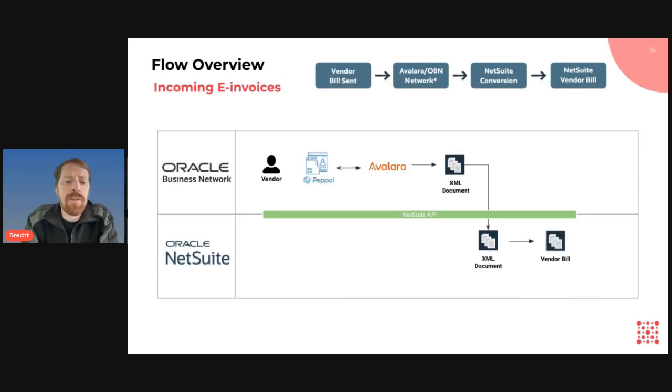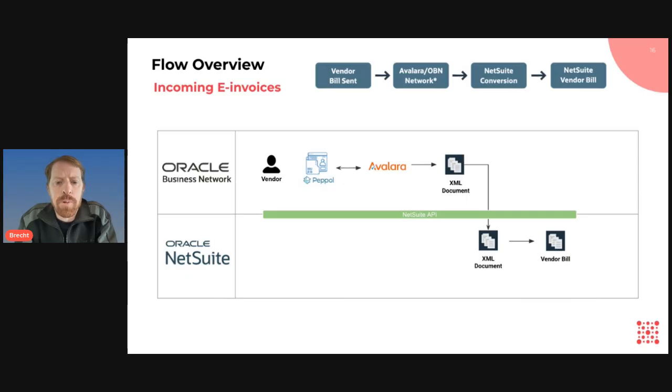Similar for the incoming invoices, but starting from your vendor, who will send the e-invoice into the PEPPOL network. Avalara will pick that one up and deliver it as an XML document to the Oracle Business Network. That document will go into NetSuite, where there will be a conversion done based on that template to then actually create that NetSuite vendor bill.